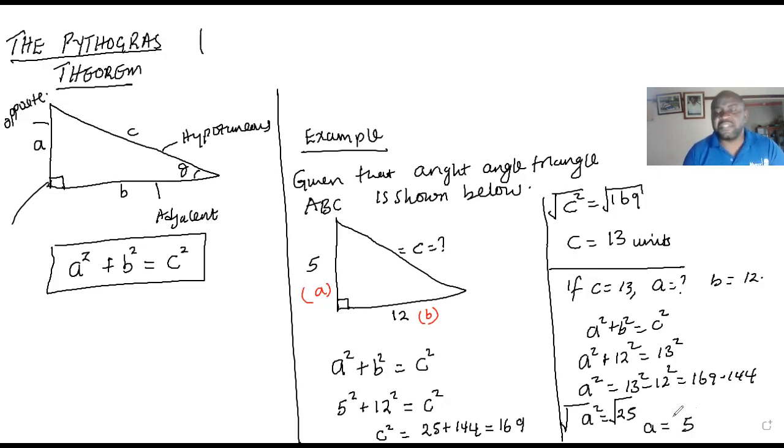So this is how this theorem works. You can use it when you're finding the longest side. You can use it when you're finding any of the shortest sides, which calls for subtraction along the way when you are solving the problem. So that is how this gentleman, Pythagoras, made this theorem relevant to us.